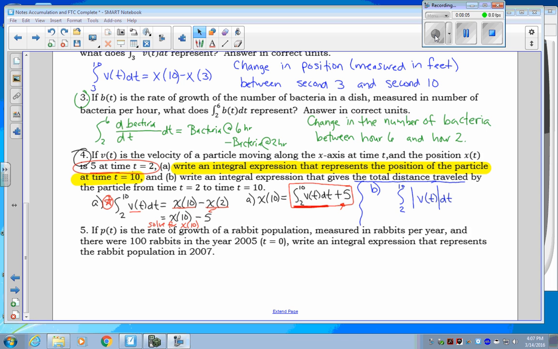And part B is up in blue. So all I needed to do was make sure I was taking the definite integral of the absolute value of v of t. Moving on to number 5, I would like, big surprise, I would like you to do number 5. So please pause the video here to complete number 5.